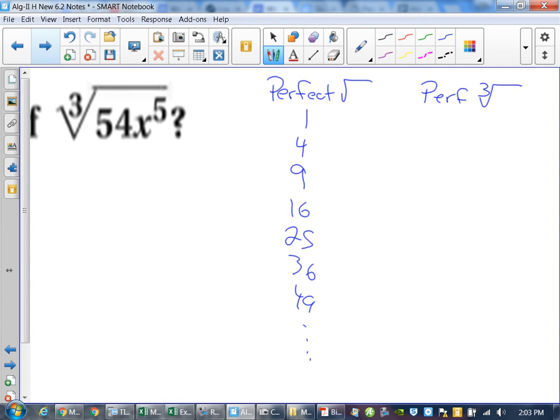Well, 1, what's 2 cubed? 3. 4. 5. 125. 6. 216. Which one is it?